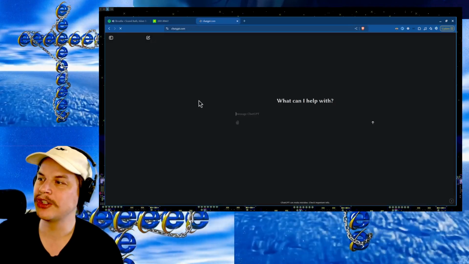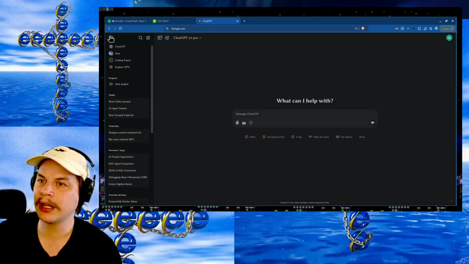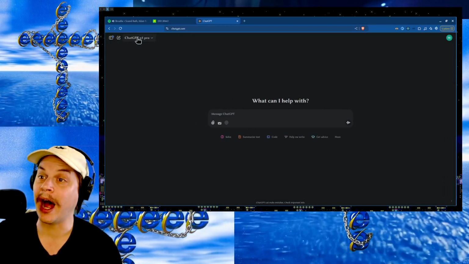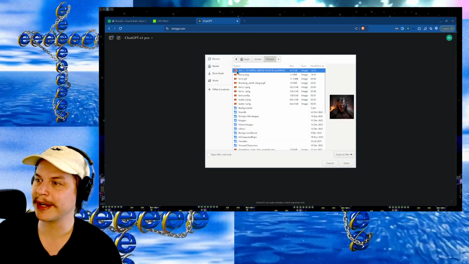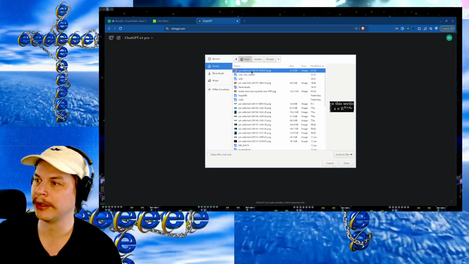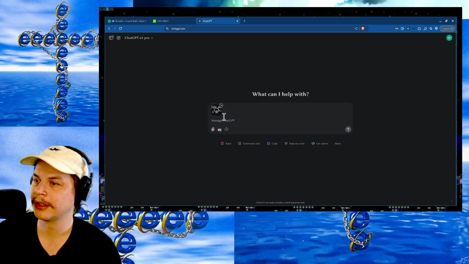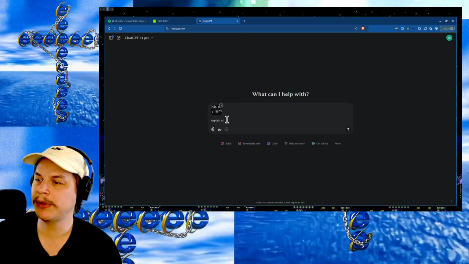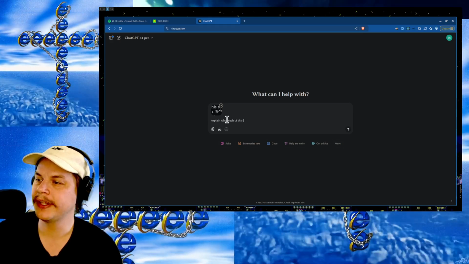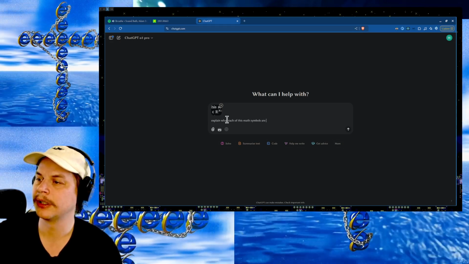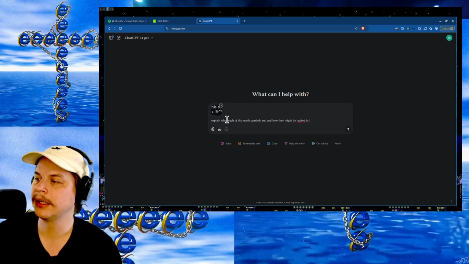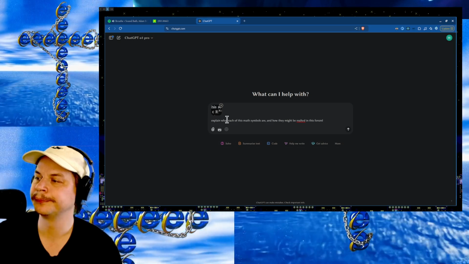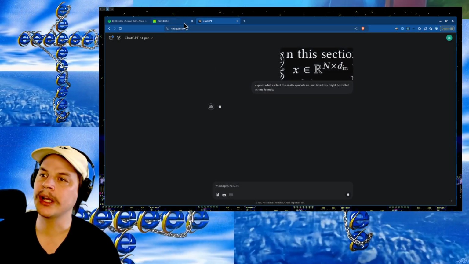We got to open up ChatGPT. Hey, ChatGPT. Hit him on the Pro. Okay, let's upload from my computer. Oh, God, the picture of the devil. Explain what each of these math symbols are and how they might be related in this formula. We can spell everything wrong, it doesn't matter.